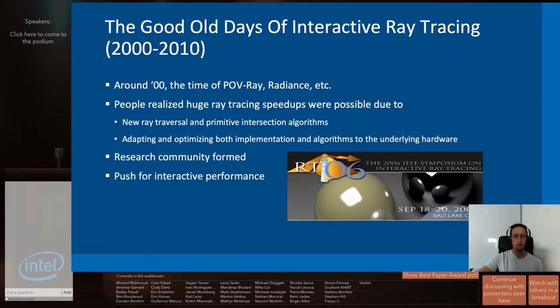Other people found that quite interesting as well and joined the efforts, which led to the formation of a research community with a clear goal of pushing ray tracing performance to new heights. And all the great work by these researchers warranted a special venue to publish, which in turn led to the first symposium on interactive ray tracing in 2006 in Salt Lake City. This symposium merged later with the graphics hardware conference into High-Performance Graphics.